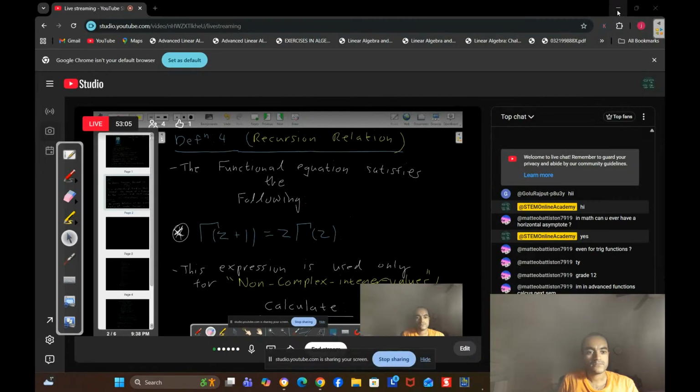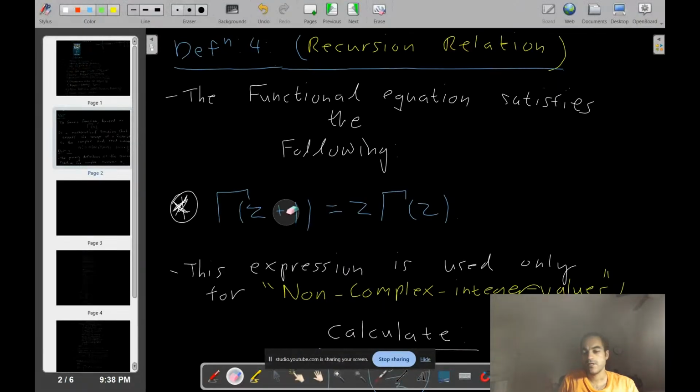Let me repeat: non-complex, non-integer values. That means when I don't have a complex number or an integer value. It's not usually used for whole numbers, so integer values are not what it's used for. It's not used for complex numbers either. It's used for rational values. What I mean is fractions: 1/2, 3/2, 5/2, 4/5. That's what gamma of z plus 1 equals z gamma of z is for. If you want to calculate fractional factorials, that's what this would be.